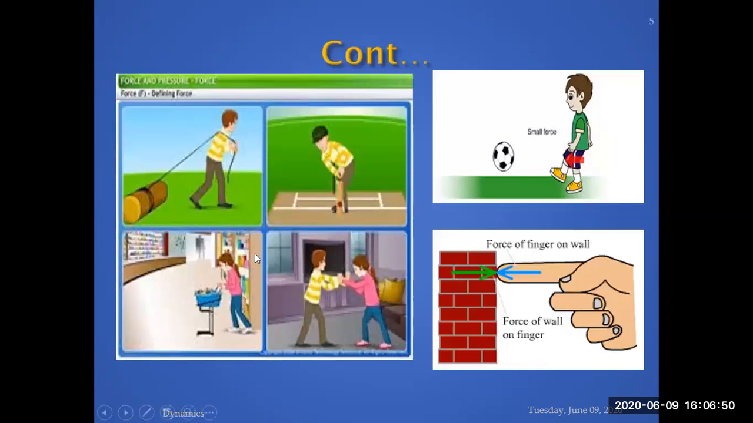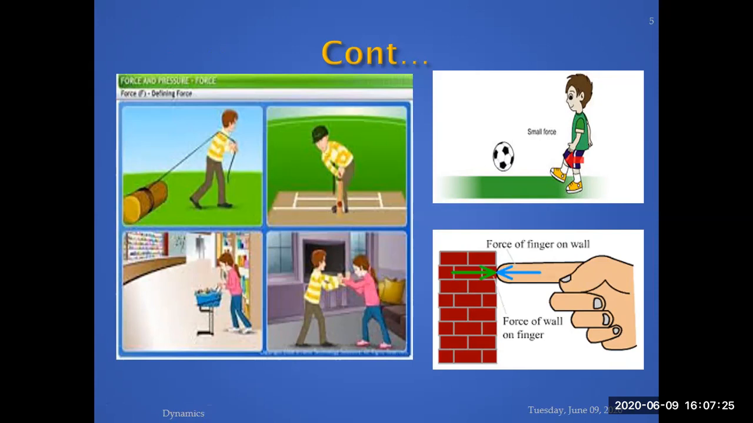Now these are the different examples. A person is pulling a rack of wood and moving it. Another one is a batsman trying to change the direction of the ball. Here it's a player. Small force is required to move or change the direction of a football. This is a cart in a shopping mall. This is another example where two persons are applying push or pull on each other. This is another example where with the help of a finger you apply a force on the wall, and the wall is also applying a force on your finger.